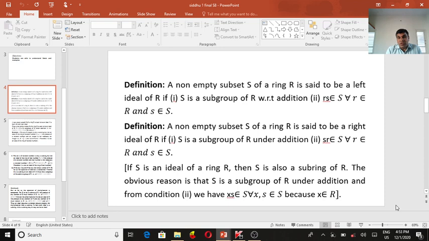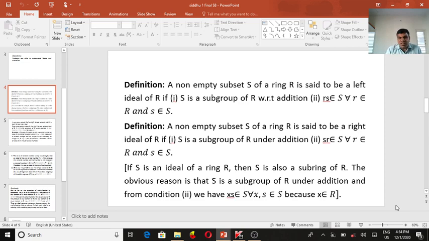Now, a subset S of a ring R is said to be a left ideal of R if S is a subgroup of R with respect to addition. So if S is a subgroup of R under addition, and an element of R multiplies the element of S on the left hand side, this is called a left ideal. R belongs to R, R is a ring. So if you take a ring element multiplying a subset on the left hand side, this is called a left ideal of R, for all r belongs to R and s belongs to S.